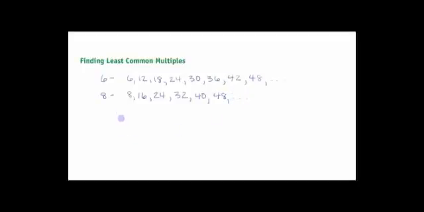Now, if you look at the common multiples, they have 24 in common, they have 48 in common, and they'll have infinitely many common multiples as we go out this way. Now the smallest of those, or the least of those, is 24. So the smallest number that 6 and 8 will both go into is 24.